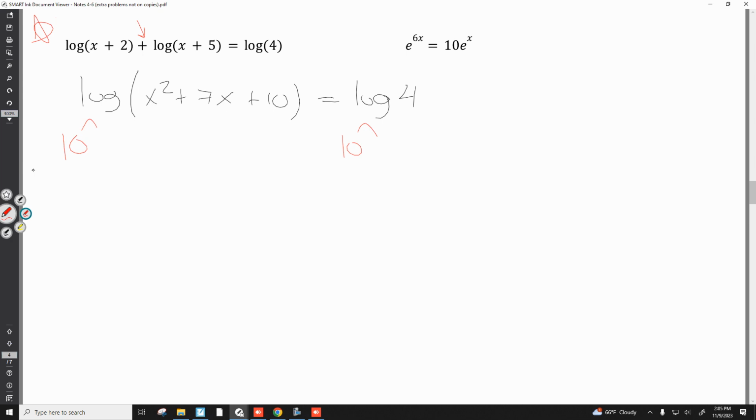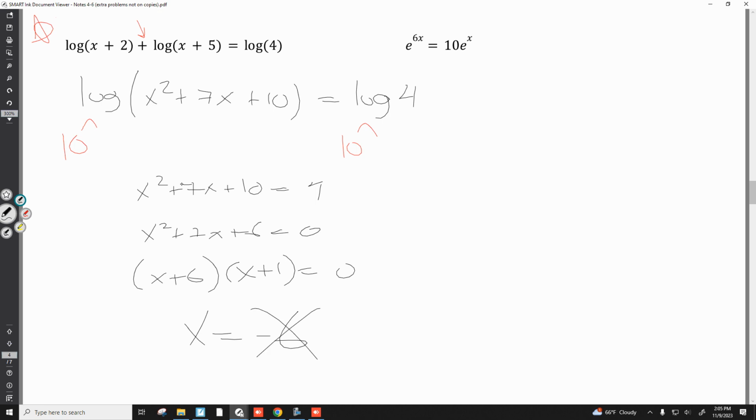Yes, but I'll show you. Let me finish. It'd be a lot tougher. Okay, so we get x squared plus 7x plus 10 equals 4. I subtract 4: x squared plus 7x plus 6 equals 0. x plus 6, x plus 1 equals 0. x equals -6? No, it doesn't work. x equals -1? Yeah, that works.